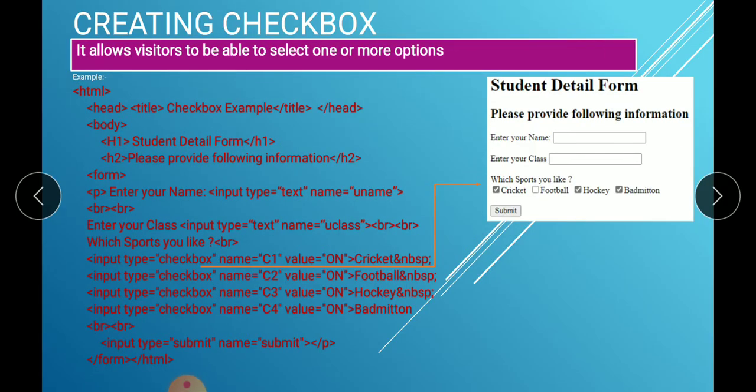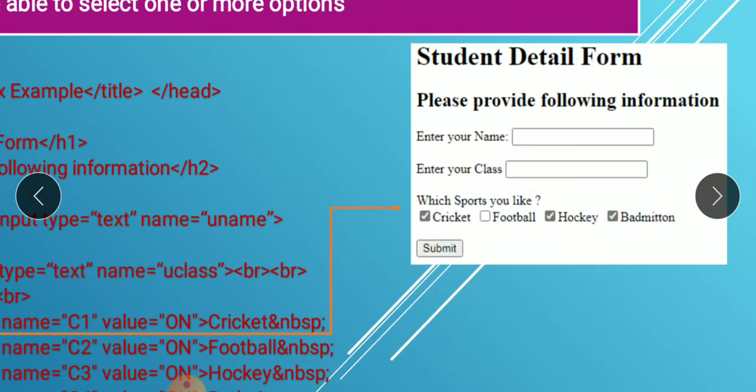The third example of HTML control is checkbox. We already discussed checkbox in the previous class. Checkbox means visitors are able to select more than one option. For example, in the output window, we are asking which sports you like. You have more options: cricket, football, hockey, badminton. Now you can view. I have selected cricket, hockey, and badminton. That means I have selected more than one.